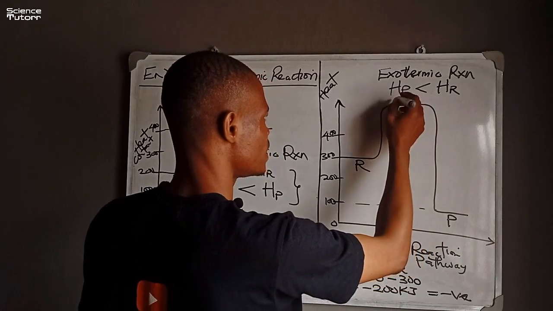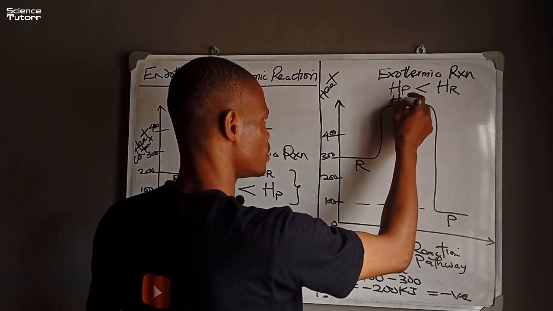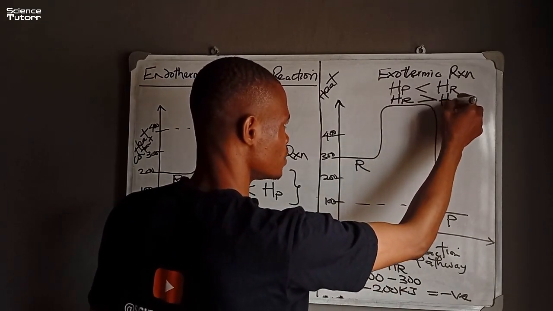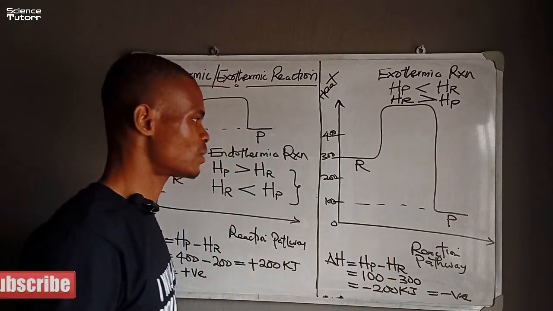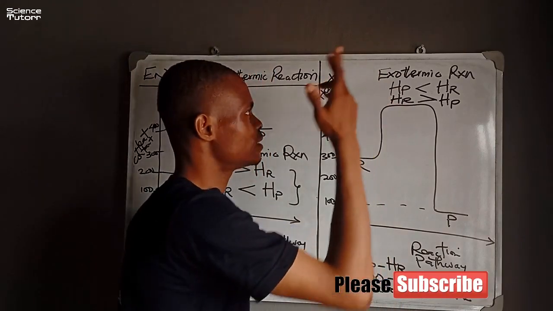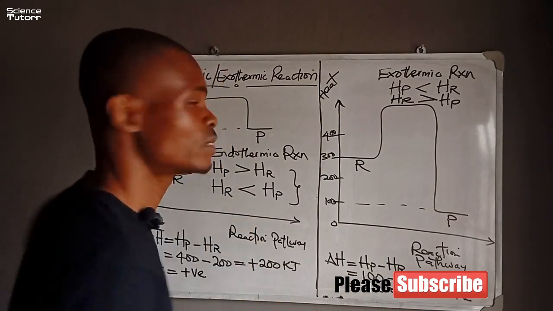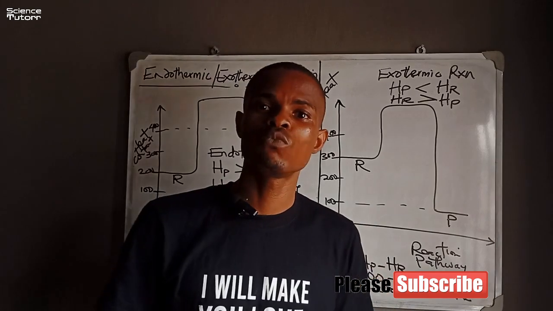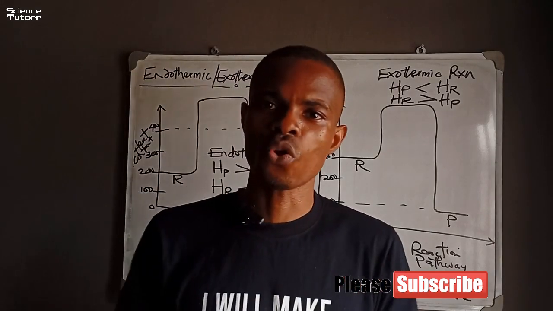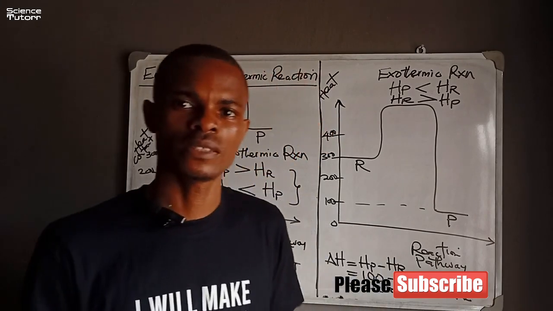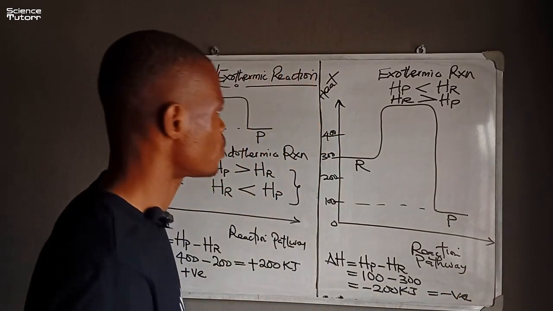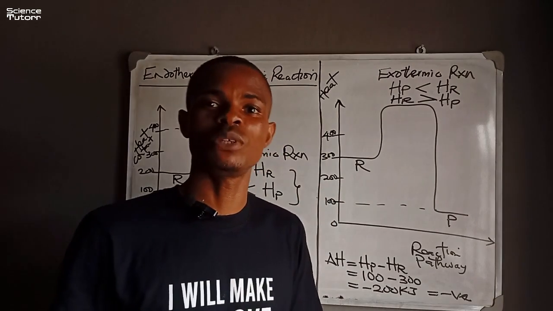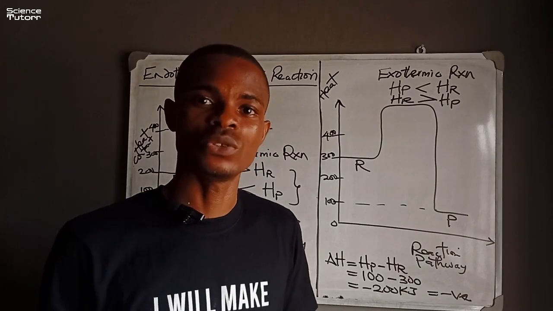I can also say the heat content of the reactant is greater than the heat content of the product. This is another way of defining an exothermic reaction, different from an endothermic reaction. I can also say an exothermic reaction is a type of reaction in which heat is liberated, or given off, to the surrounding environment. Simple and straightforward. So these two are the different ways in which we can differentiate between an exothermic and endothermic reaction.